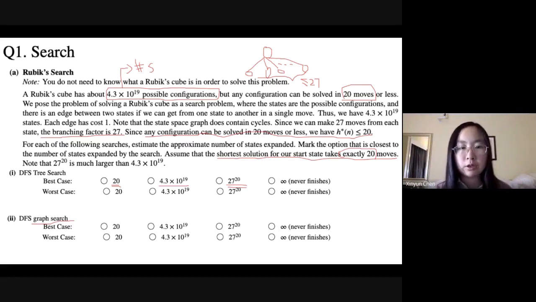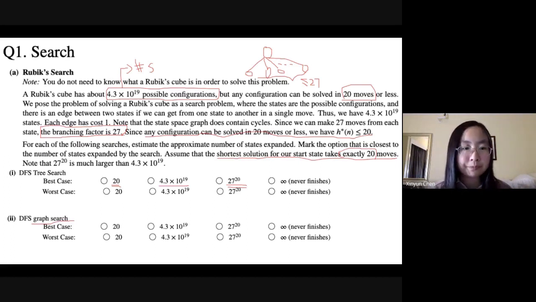Because we previously said that the branching factor is 27, effectively it means that at each search step we will expand all the 27 possible moves. Then we explore this full search tree for 20 steps, because we know that the final answer should be 20 moves or less.